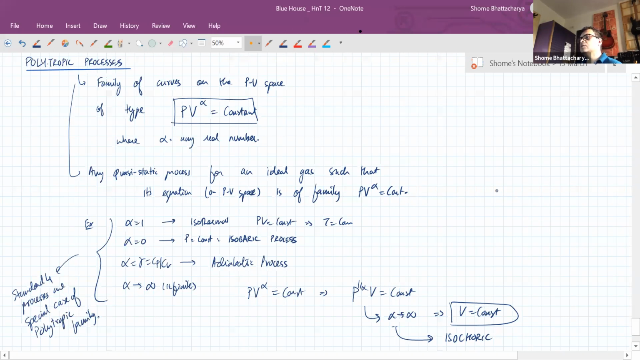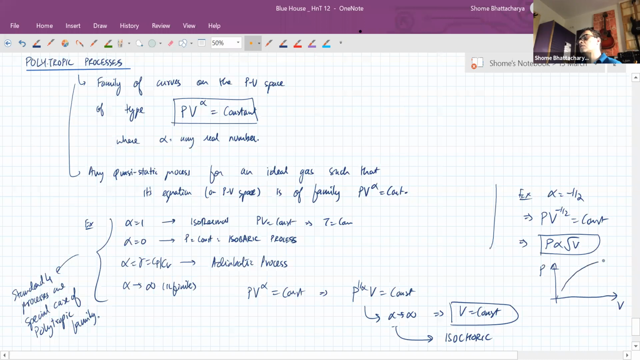But we could have any value. For example, if we have alpha equal to minus half, that means PV to the power minus half is constant. That means P is proportional to the square root of V. So here the graph of the curve would look like this. This would be some non-standard type of process, but it is polytropic. This is how such a process would look.